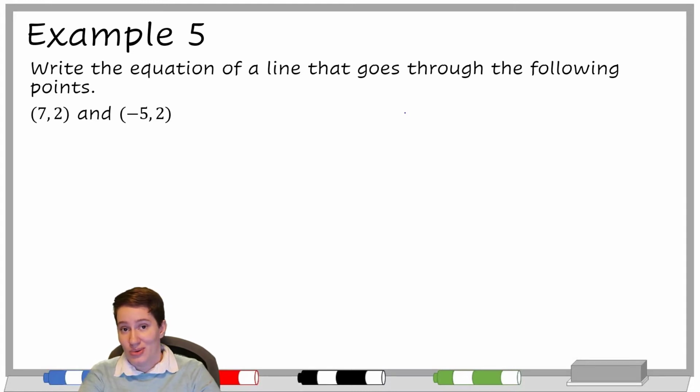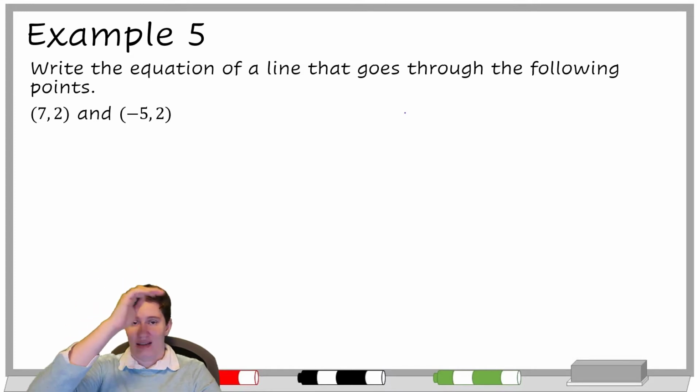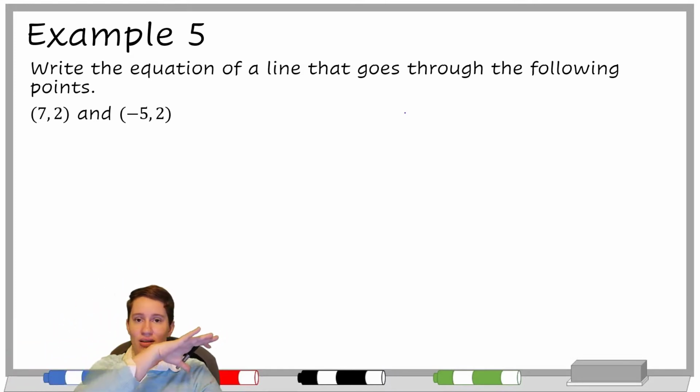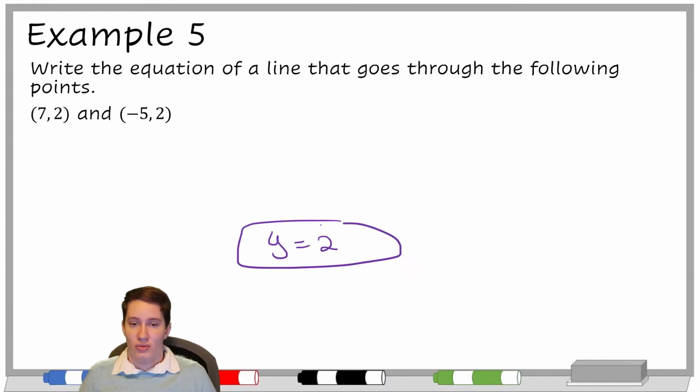because if y equals 2 in one point and the other point, that's talking about a horizontal line, that the y value is the same the whole way through. So we can just right off the bat get our answer as y equals 2 if we recognize that.